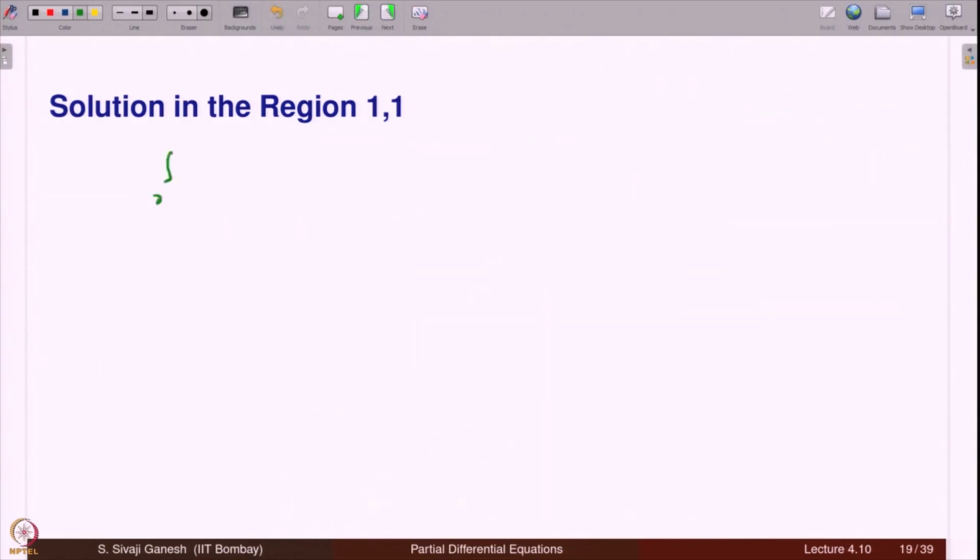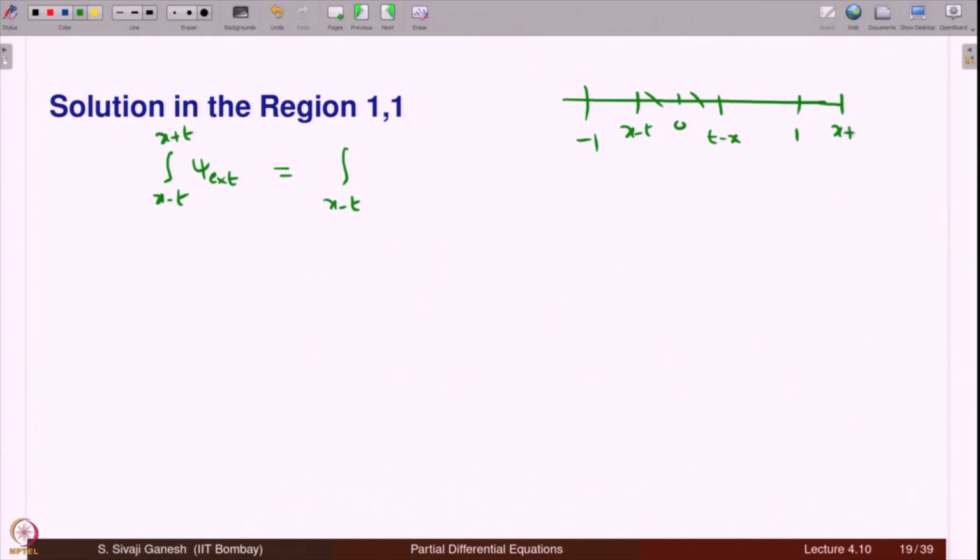So, x minus t to x plus t of psi extended is x minus t. Okay, before that maybe it is worth drawing a picture. 0 here, x minus t is here, of course minus 1 is here, this is symmetrically placed here, this length is same as this length, and then we have a 1 here, and we have x plus t here, and here we have 2 minus x minus t. This distance is same as this distance.